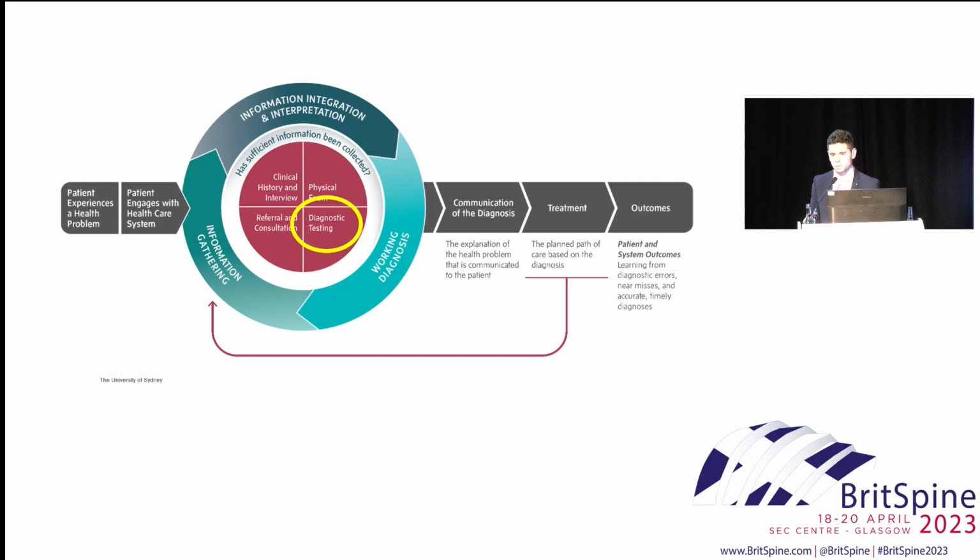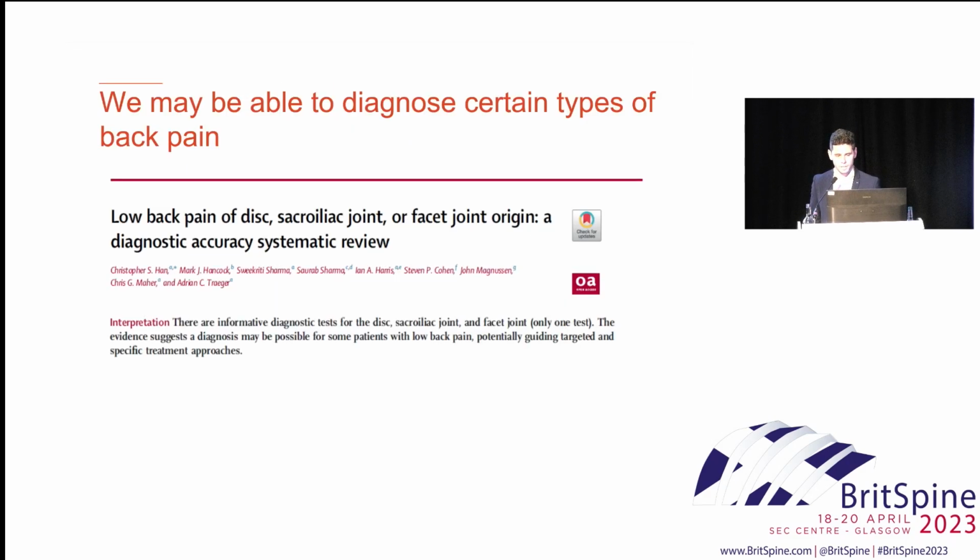You can then think about doing diagnostic testing, but we know that a lot of features, for example, a lot of imaging features, are not very informative because they are very commonly present in people who are asymptomatic but do have those features on their scans as well. So that brings us to a problem, which is how do we diagnose back pain appropriately and validly? And I do want to point out that we may be able to diagnose certain types of back pain, and we had a bit of discussion about that yesterday.